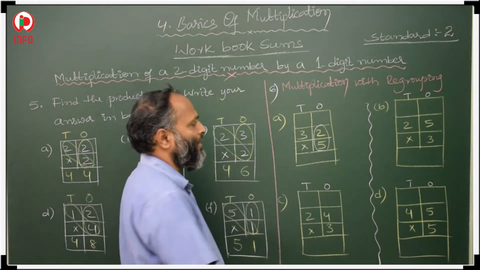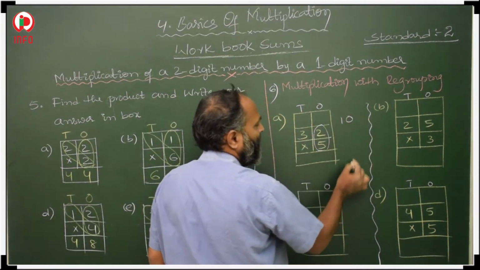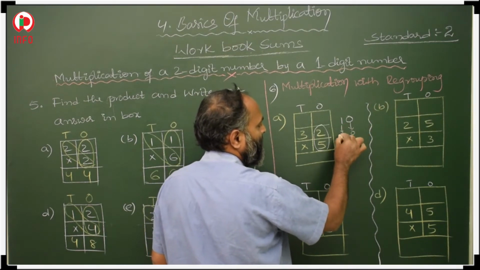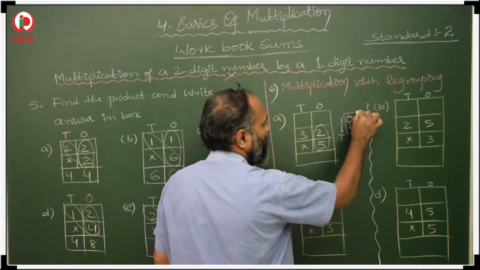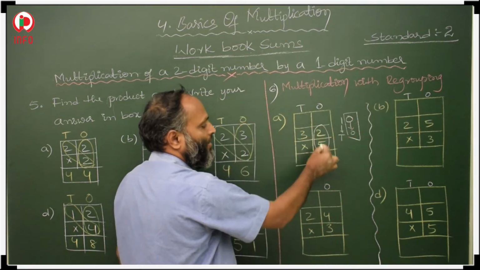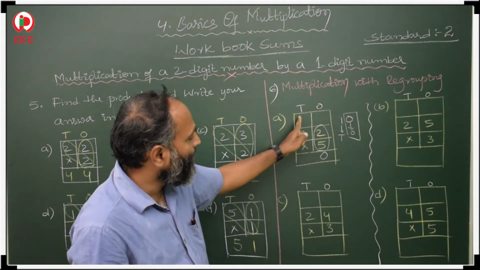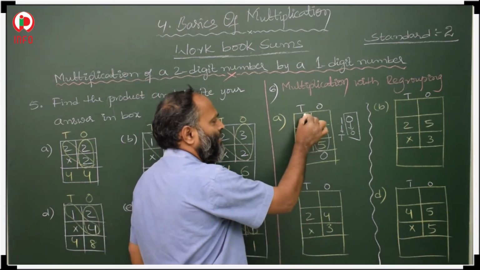5 2s are 10. 10 means this 0 is in ones place, this 1 is in tens place. We have to keep this 0 in ones place, and this 1 ten we have to keep in tens place, like this.